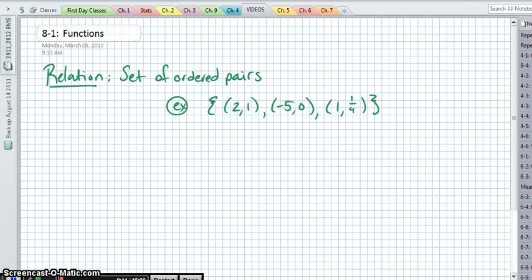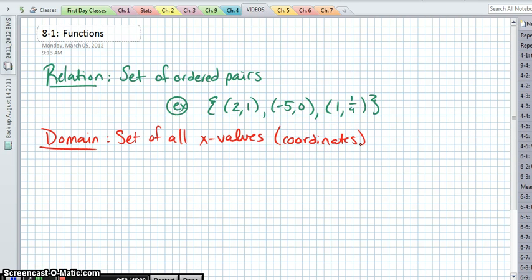We also need to remember what domain and range are. So domain is the set of all x values or coordinates. This is not the x-axis. That's another reminder. I know we've talked about that before. The x-axis has an unlimited number of numbers upon it. With the domain, I just want to look at a relation like the one above and say, oh yes, I see the domain. We're talking about 2, -5, and 1.